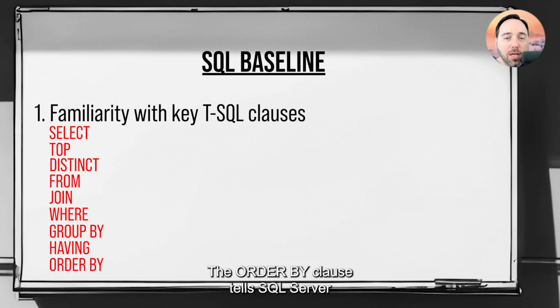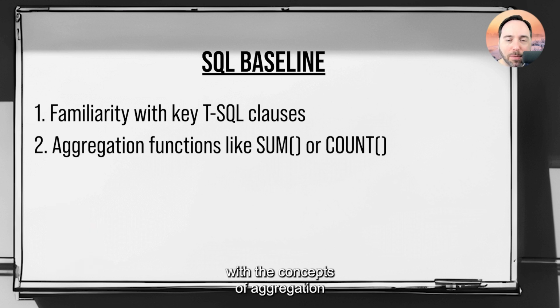Order by. The order by clause tells SQL Server how we would like to see our results, specifically the ordering in which we want to see our results. I also expect you to be familiar with the concepts of aggregation and how having an aggregation function like sum can affect non-aggregated columns. Aside from that, we are going to learn a lot in this series as we pivot from classroom analysis to diving into SQL queries. So let's go to the demo and get to work.